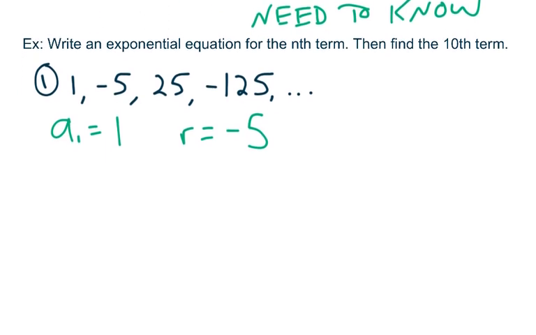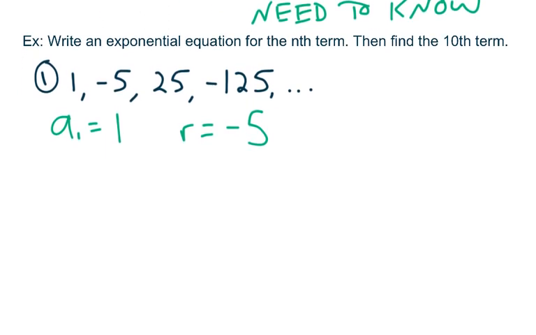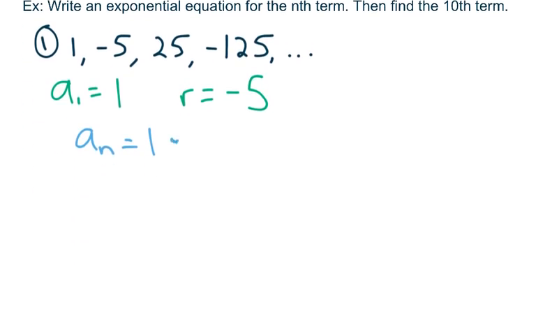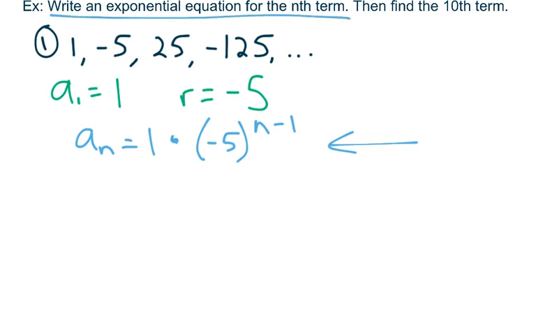Okay? So once I've got my first term and my common ratio, I can go ahead and write my equation. A sub n is equal to my first term, 1, times the common ratio, in parentheses, to the n minus 1 power. Okay, there's the first part: write an exponential equation for the nth term. Now we'll go over to the second part, find the 10th term. The only thing that changes now is we're filling in n.